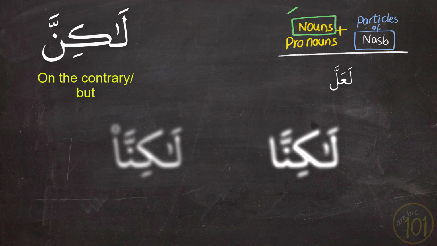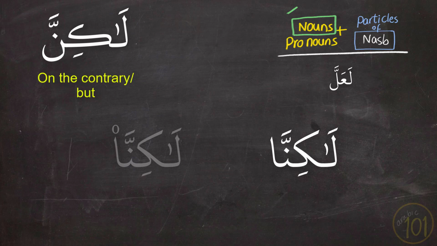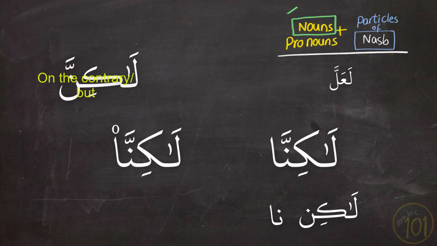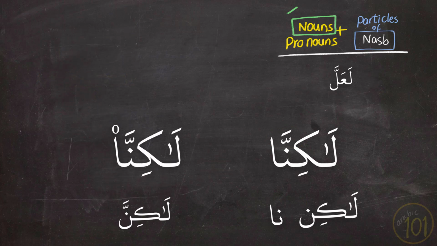This first one here is Lakinna with an alif at the end, a noon with shadda. This is actually lakin plus the plural pronoun suffix na. So the shadda on the noon comes from the two noons that were fused together into one noon with a shadda. While this word here is actually the same as lakinna, but it is written differently in this position with an alif at the end.